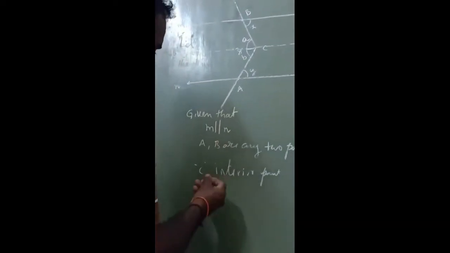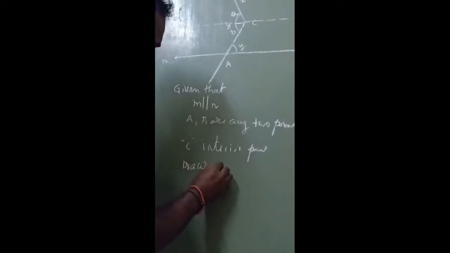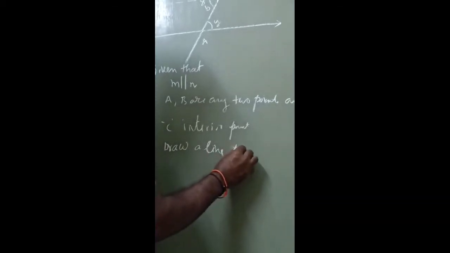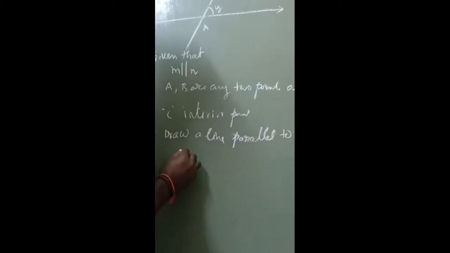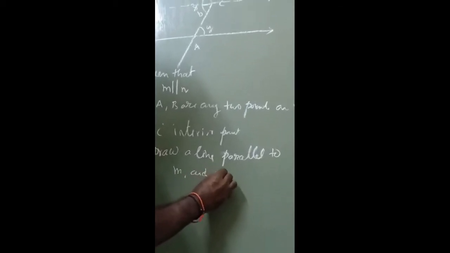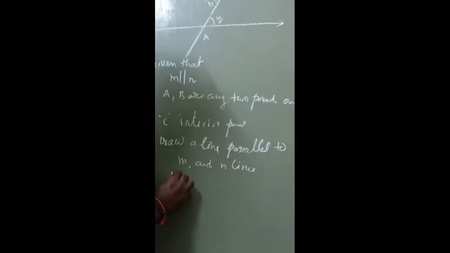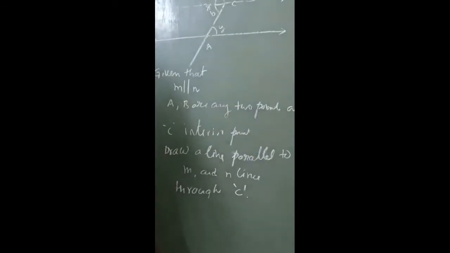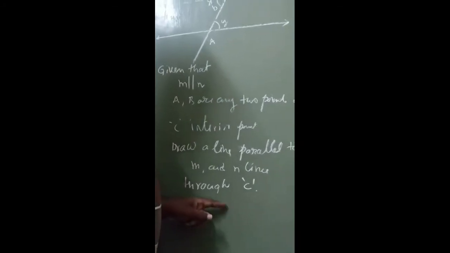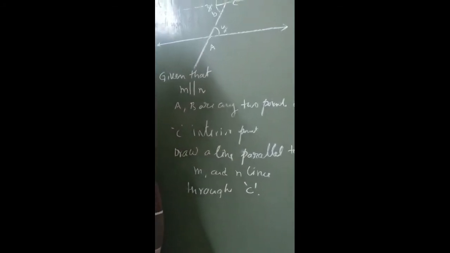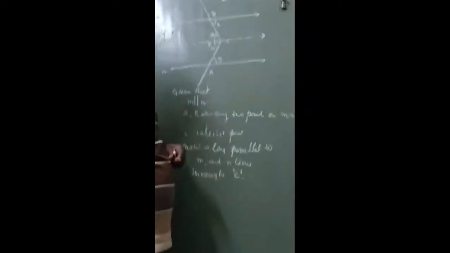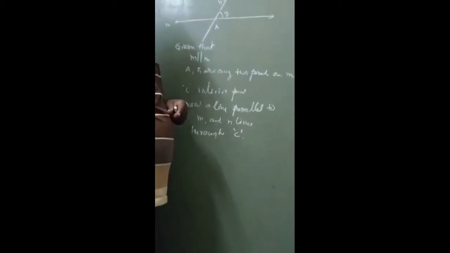Draw a line right here. M is parallel to L, and L is parallel to N, lines through C. Note down these points first of all.